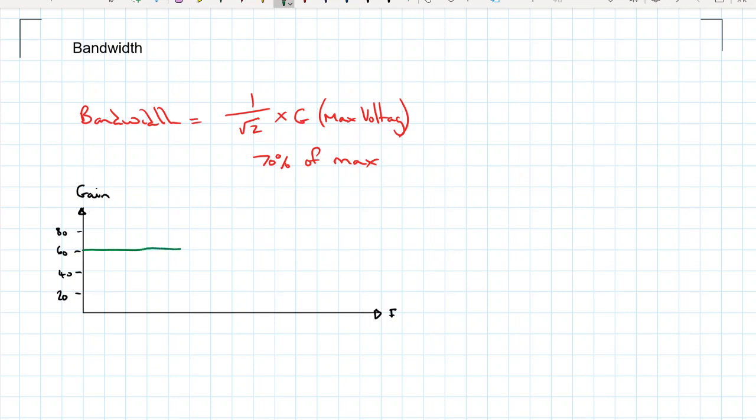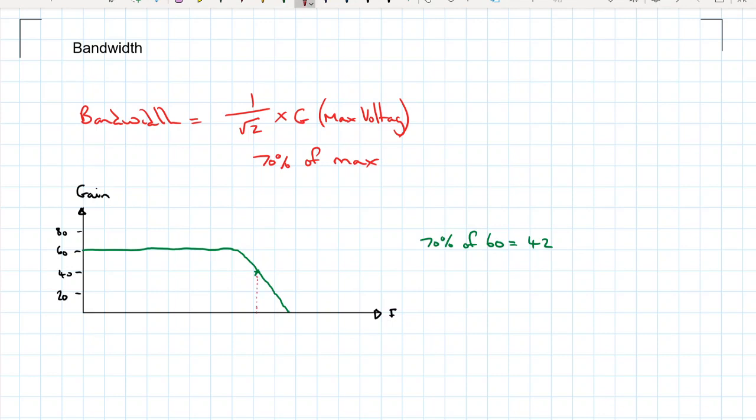then it will have a response curve that comes along like so, and then at some point in time the gain will start dropping off as frequency increases. And if we then take 70% of 60, which is approximately 42, we then go along, it's going to be somewhere around about that point there, excusing the graph.